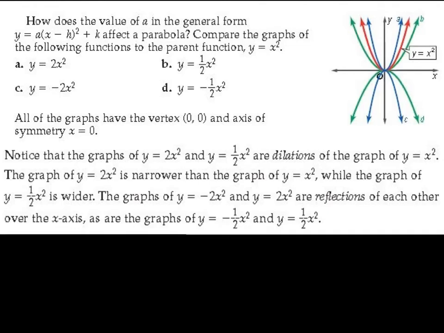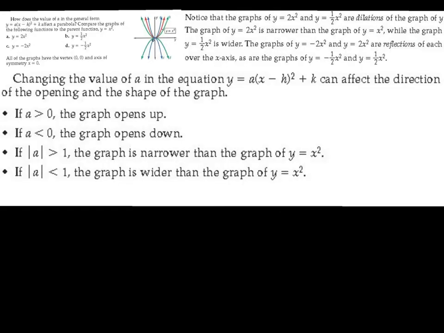Notice that the graphs of y = 2x² and y = 1/2 x² are dilations of the graph y = x². The graph of y = 2x² is narrower than the graph of y = x², while the graph of y = 1/2 x² is wider. The graphs of y = −2x² and y = 2x² are reflections of each other over the x-axis, as are the graphs of y = −1/2 x² and y = 1/2 x².